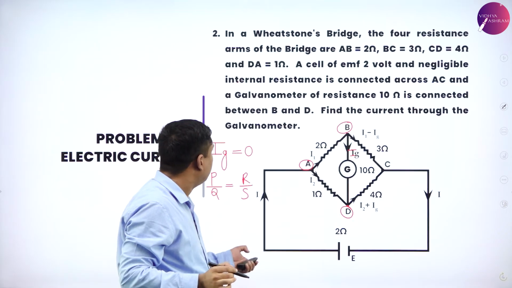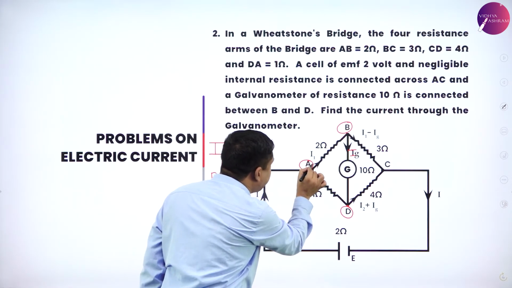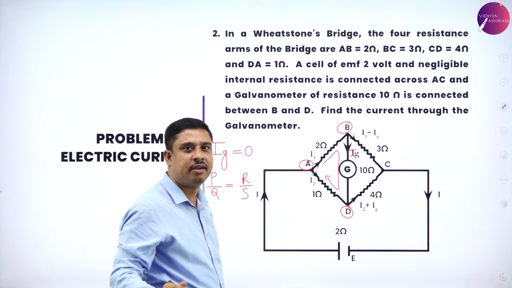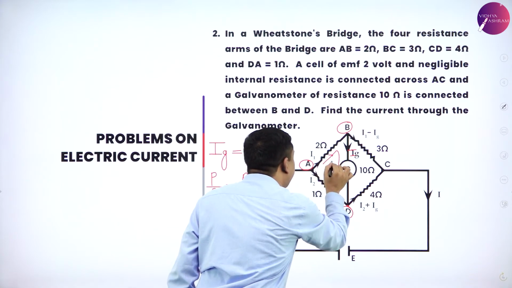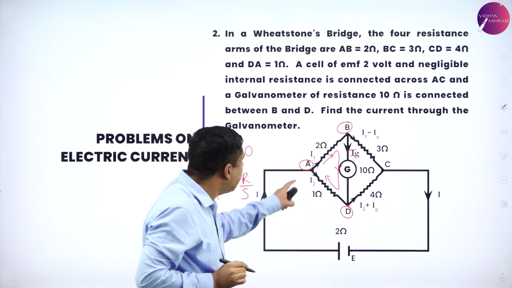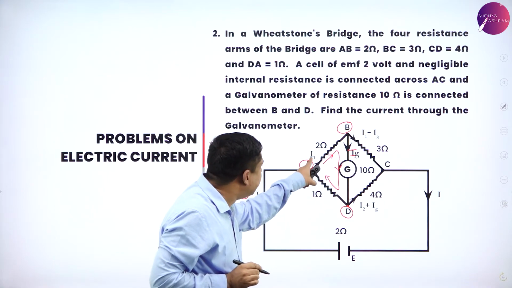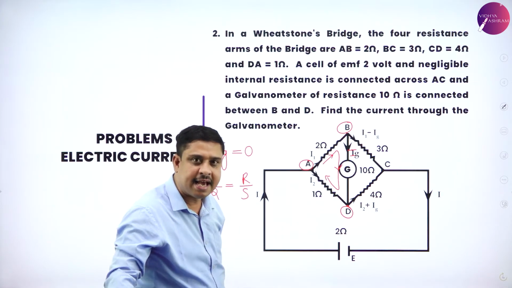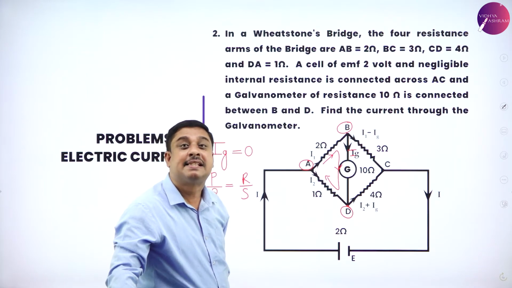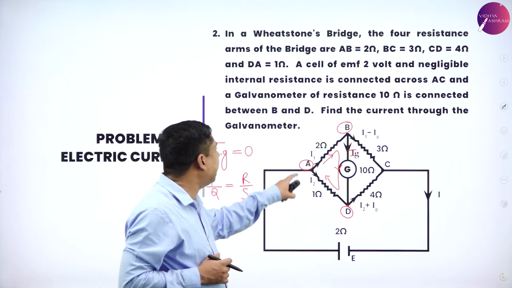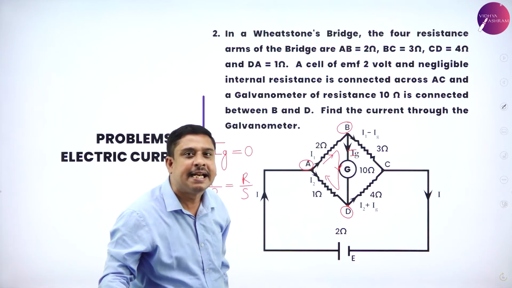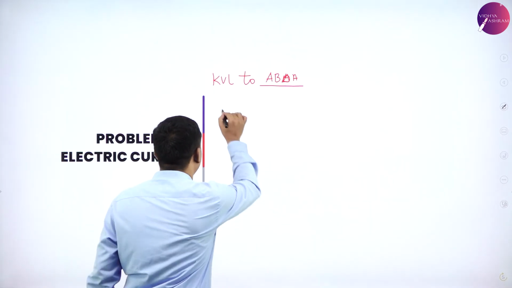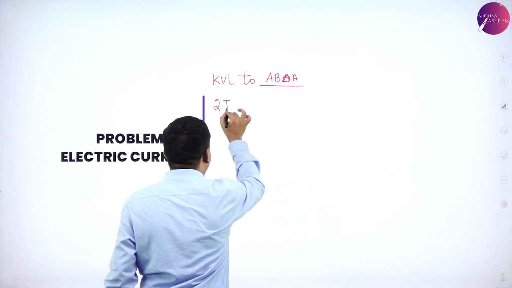Now, look at this direction. So this is the conventional direction of traverse that is given. I1, is it in the same direction of traverse? Yes, I1 is in the same direction, which means product of current and resistance is positive. So I have 2 times I1.